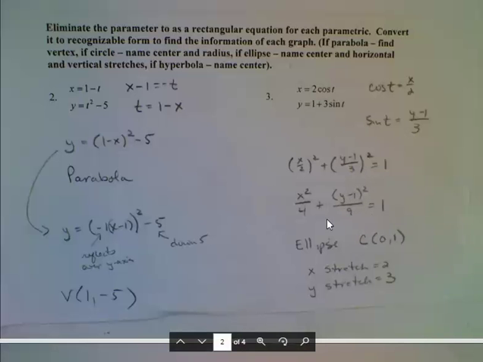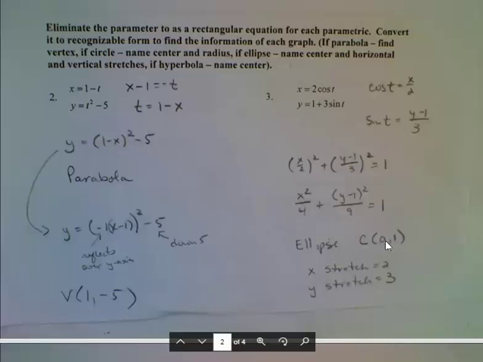So when you get it in this form, you should see that since the denominators are different, it's an ellipse, and the center comes from here. It's at 0, 1. So you're getting this center from here, just like you do with a circle. And the number that's under the x squared term, that is how much it stretches horizontally. So horizontally, it's going to stretch the square root of that number. So 2 to the right and 2 to the left.